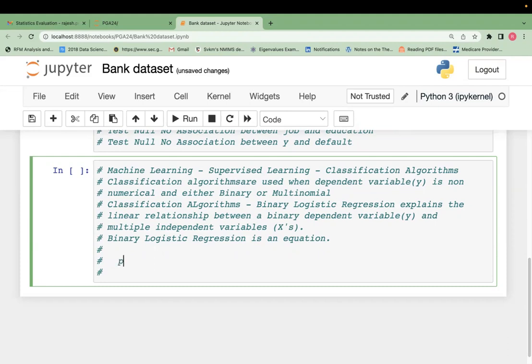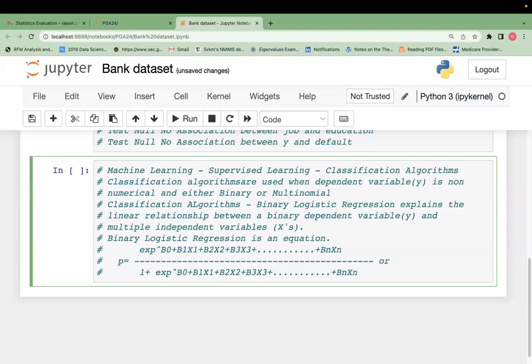The equation is P is equal to exponential to the power of intercept plus beta 1 x1 plus beta 2 x2 plus beta 3 x3 plus up to beta n xn, and the denominator is 1 plus the same expression. The short form of the equation is P is equal to 1 divided by 1 plus exponential to the power of minus z. Z is the linear regression equation. So logistic regression is also an equation which looks like this.